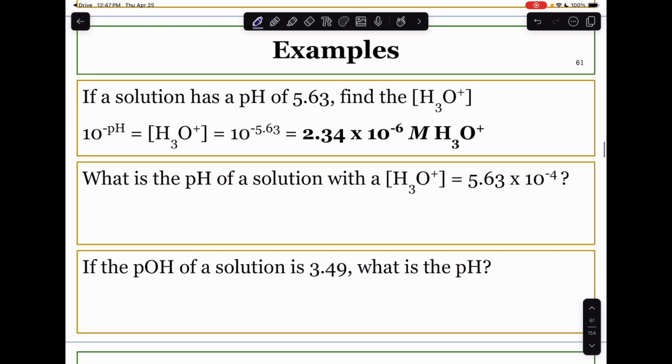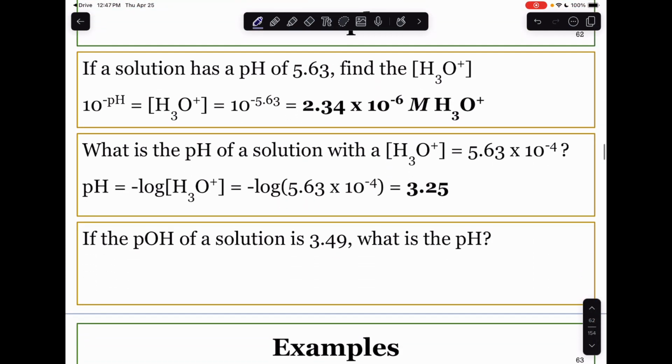Here's the answer to the first part. 10 to the negative pH is equal to H3O+. So 10 to the negative 5.63 gets us 2.34 times 10 to the negative 6, and that is the molarity or concentration of H3O+. Pause to see if you can solve the next problem.